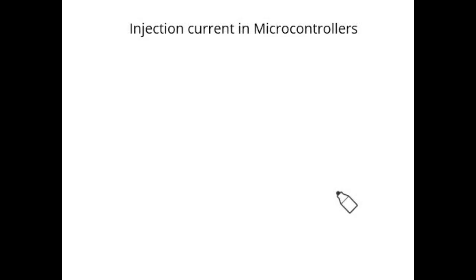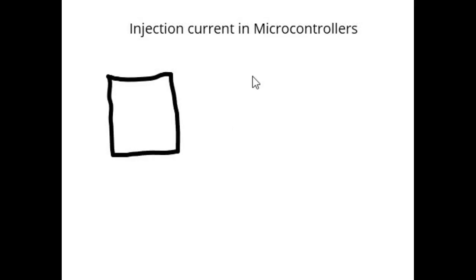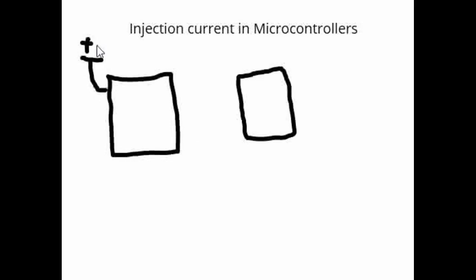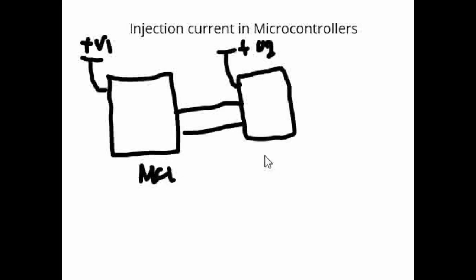Have you seen a scenario in your circuit where, for example, you have a microcontroller 1 and a microcontroller 2? Let us assume microcontroller 1 is powered by voltage V1 and microcontroller 2 is powered by voltage V2, and they are connected by a wire. Now let us assume a scenario where V2 is turned off. That means V2 is equal to 0 volts and V1 is still powered up.